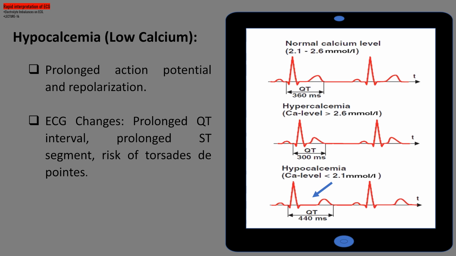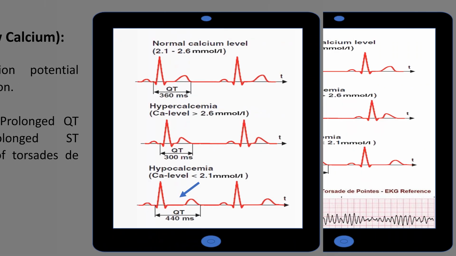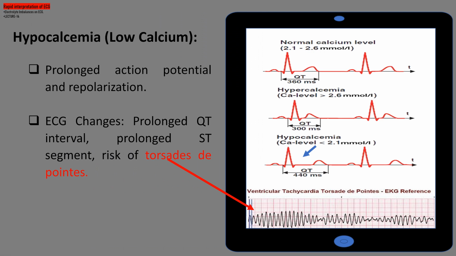Severe hypocalcemia can even lead to torsades de pointes due to the prolonged electrical activity, which is dangerous and can lead to life-threatening arrhythmias. Both hypercalcemia and hypocalcemia disrupt normal cardiac function and lead to characteristic changes on the ECG. Recognizing these changes is critical for diagnosing and managing electrolyte imbalances in patients with potential heart risks.